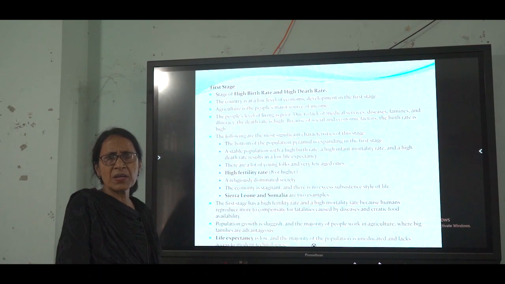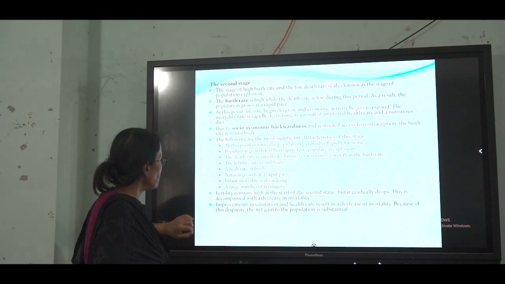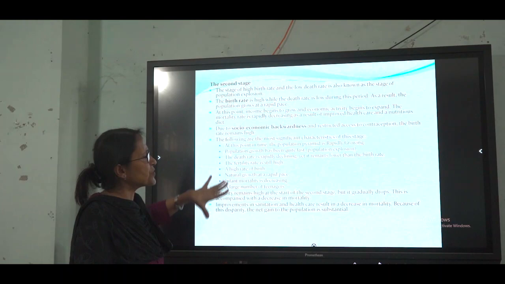I have repeatedly given you this example. Life expectancy is also low, the majority of the population is uneducated, and there is a lack of access to modern technology. Now the second stage of the demographic transition theory: India is found in this stage, and many of the Indian states are crossing this second stage of demographic transition.